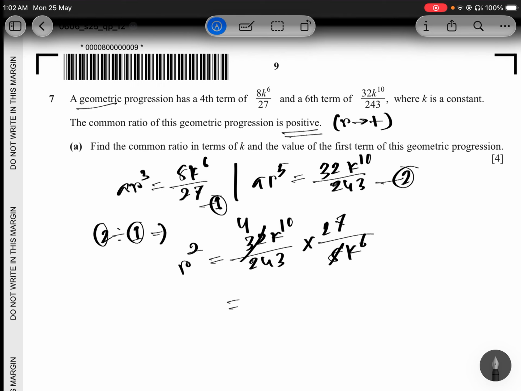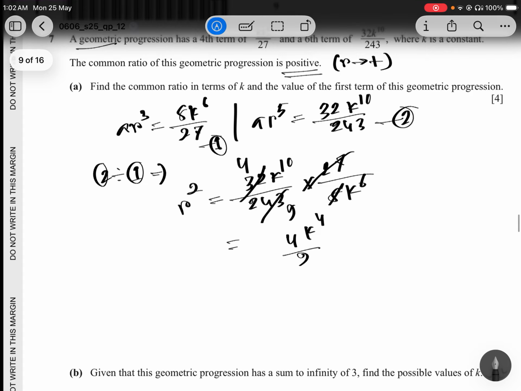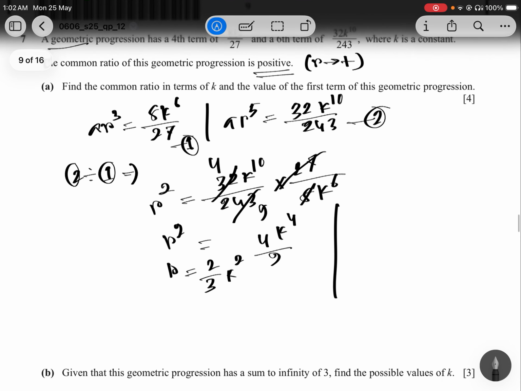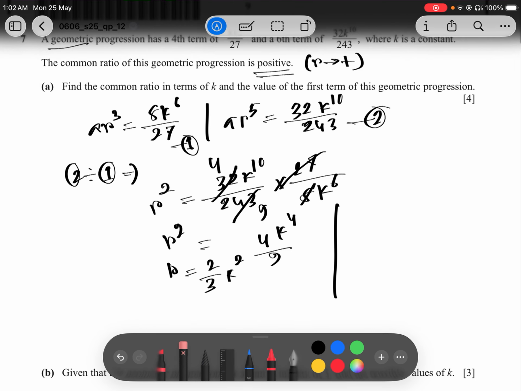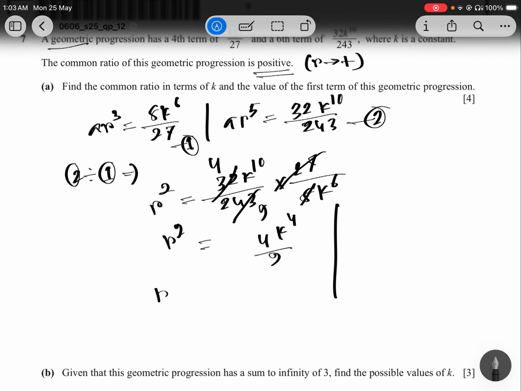Yeah, 9. 4 k to the power 4 over 9, which is r square. So r should be 2 by 3 k to the power 2. So this is our r. Okay, I should write it in a better way. I'm square rooting both sides. Okay, and the value of a.